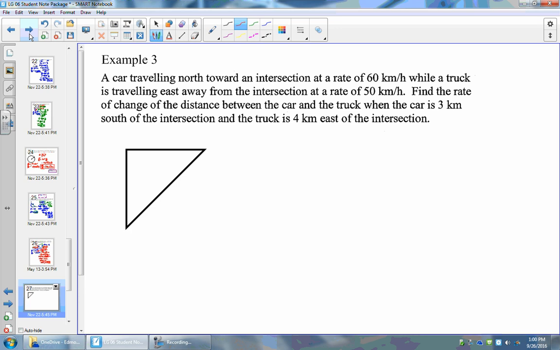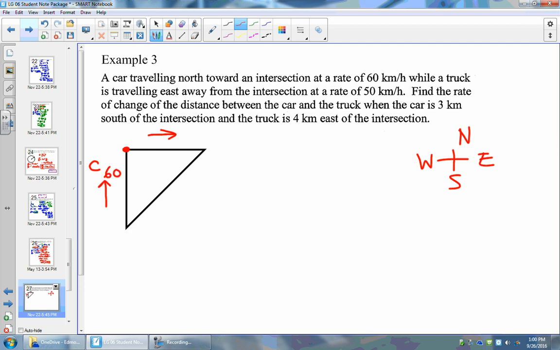So this one has a lot of information with north, east, south, west, which some of us forget sometimes. So we've got this here just to remind us. I've got an origin, which we're just going to put right in the corner here, because it's saying the car is traveling north and the truck is traveling east. So north would be this way towards the intersection, and east would be this way, traveling away from the intersection. If we go through this piece by piece, a car traveling north, so this must be the car, at a rate of 60 kilometers per hour.